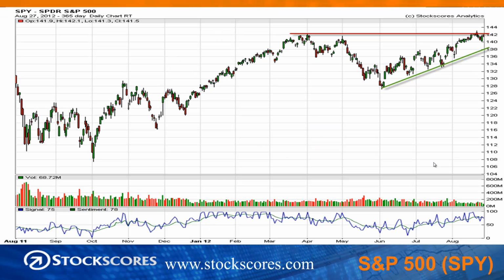All right, let's get into the analysis. We have rising bottoms on the chart of the S&P 500. That's a sign that the buyers are in control.